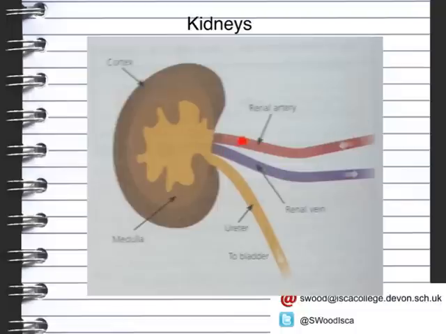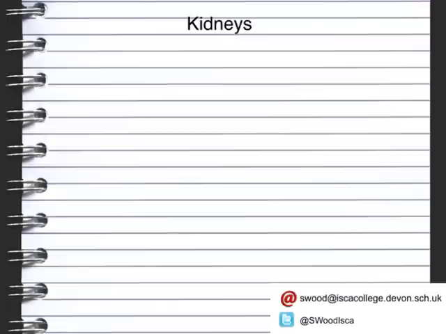So what we've got here is blood with all the things that we don't want in it, and then we've got the cleaner blood here, if you like. And then here we've got the ureter that takes the waste products to the bladder. I have to be careful here because it's the ureter and not the urethra.